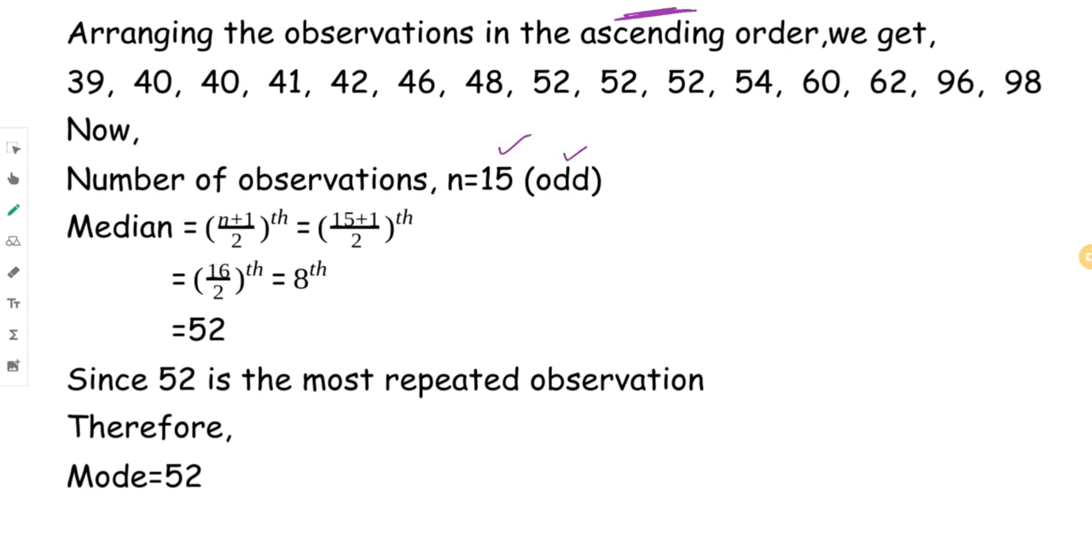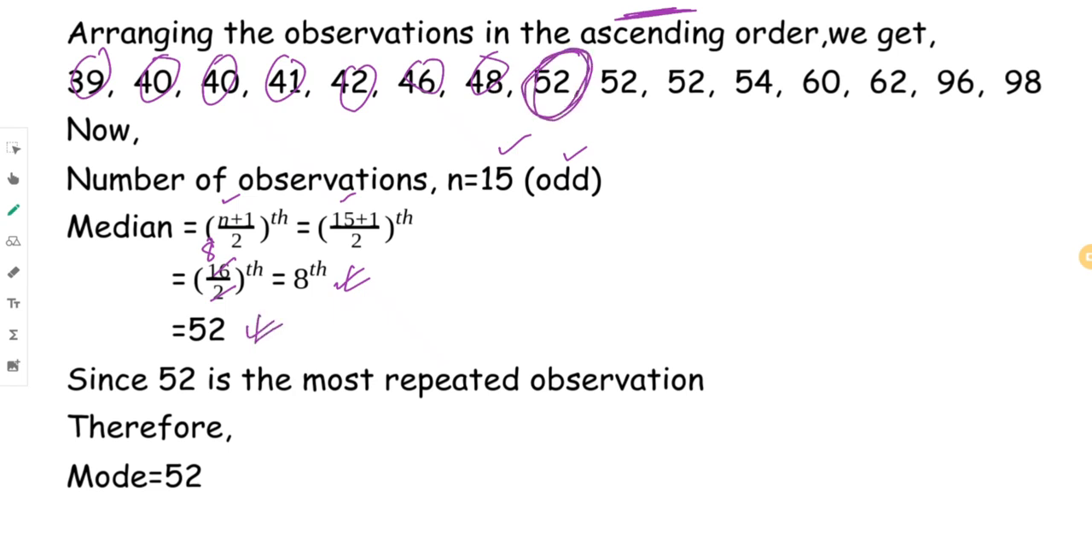So for odd, the formula is just n plus 1 divided by 2, right? N is how much? 15. Then 15 plus 1, 16, right? So 2 8s are 16. So I'll get the 8th term, right? So first term, second, third, fourth, fifth, sixth, 7, and this is our 8th term. So our median is 52.